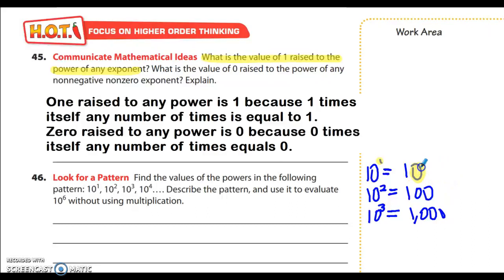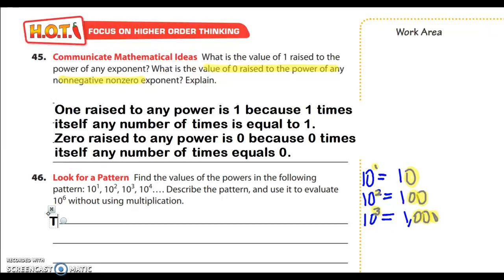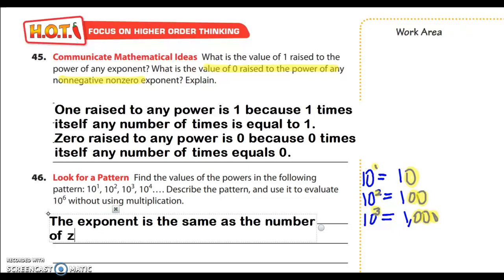Now I want you to notice something. To the first has 1 zero. To the second has 2 zeros. To the third has 3 zeros. And that's what we're trying to get you to notice. Describe the pattern. The pattern is this: the exponent is the same as the number of zeros in the product.